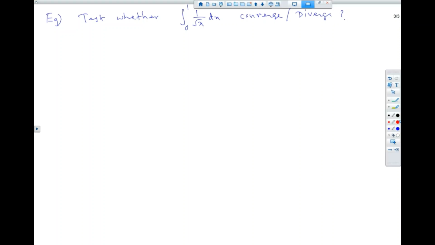So the first example: test whether the integral from 0 to 1 of 1 over square root of x dx converges or diverges. We can check whether it converges or diverges. Again as before, there are 3 steps here. We're going to apply the limit definition, integrate, and find the limit. So let's go in that direction.